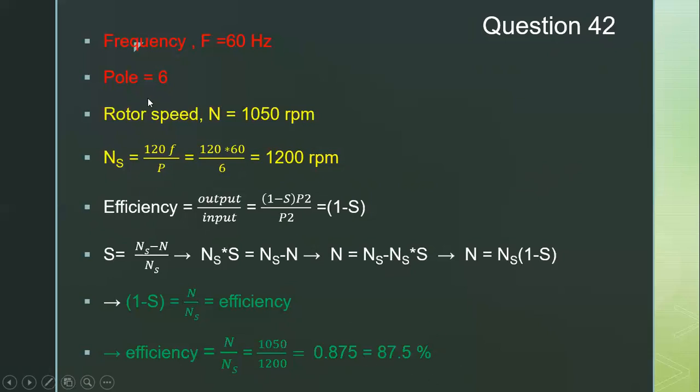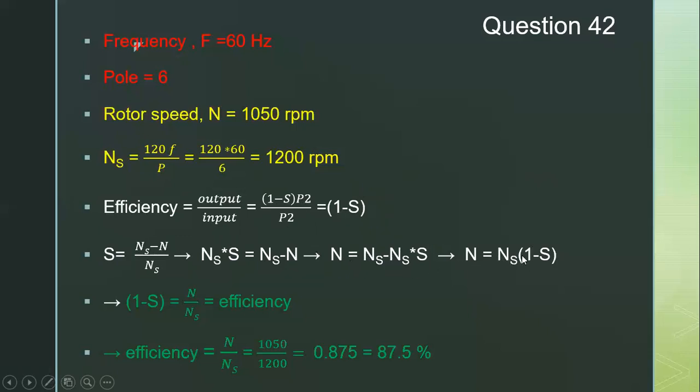Once again, we have to find the efficiency. Efficiency is equal to output by input. The output is (1 minus s) into P2, divided by P2, so it is 1 minus s. So you have to find s. You want one equation using 1 minus s. So s is equal to ns minus n divided by ns. When cross multiplying, ns into s is equal to ns minus n. Then n you can place on the left side, and this term goes to the right side. So n will be equal to ns minus ns into s.